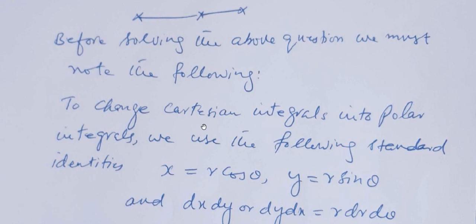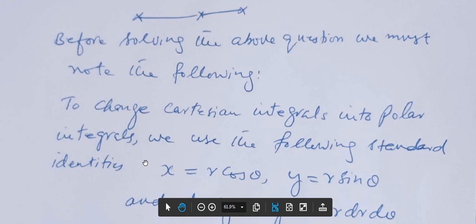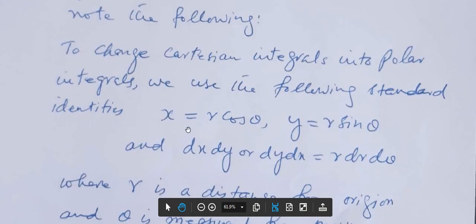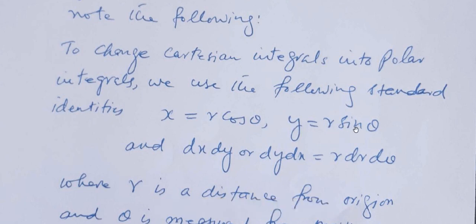Cartesian integral means in x and y. Polar integral means it will now be in r and theta. To change the Cartesian integral into polar integral, we use the following standard identities. We will replace x with r cosine theta and we replace y with r sine theta. So then our Cartesian integral will convert into polar integral when we suppose x is equal to r cosine theta and y is equal to r sine theta.